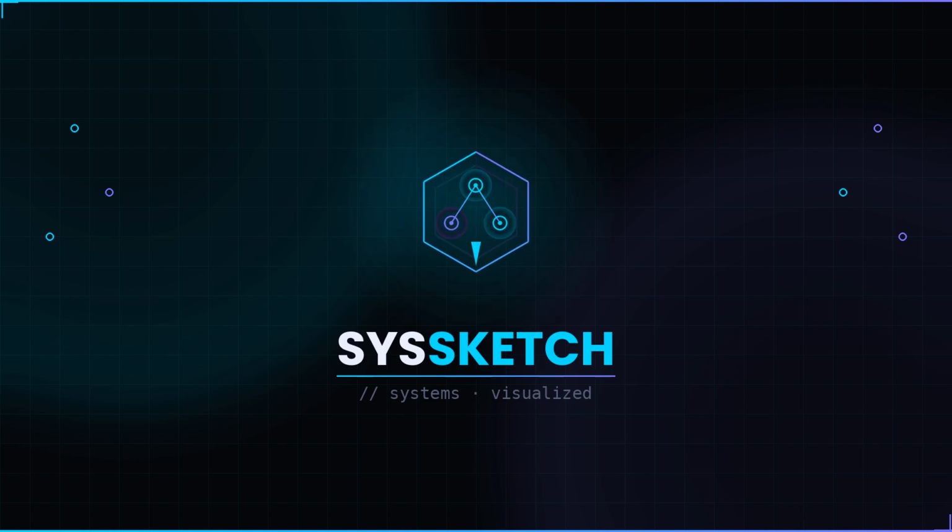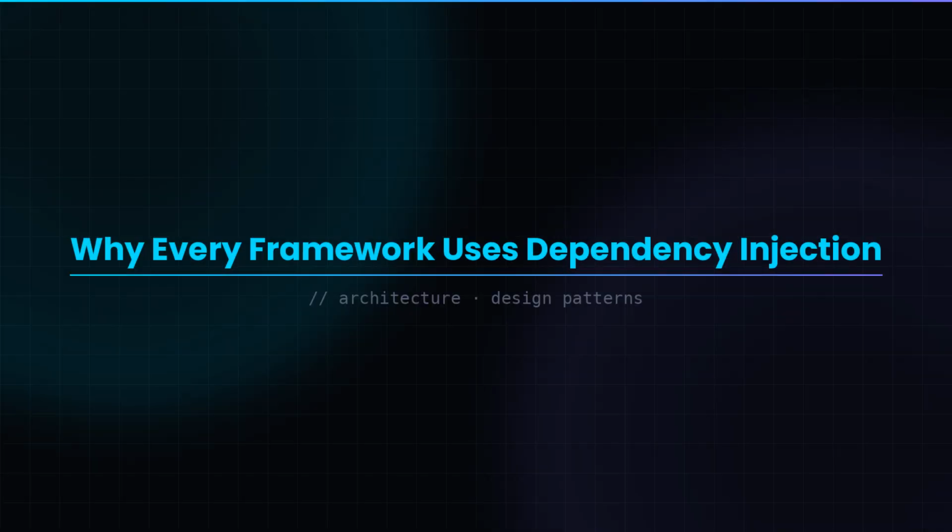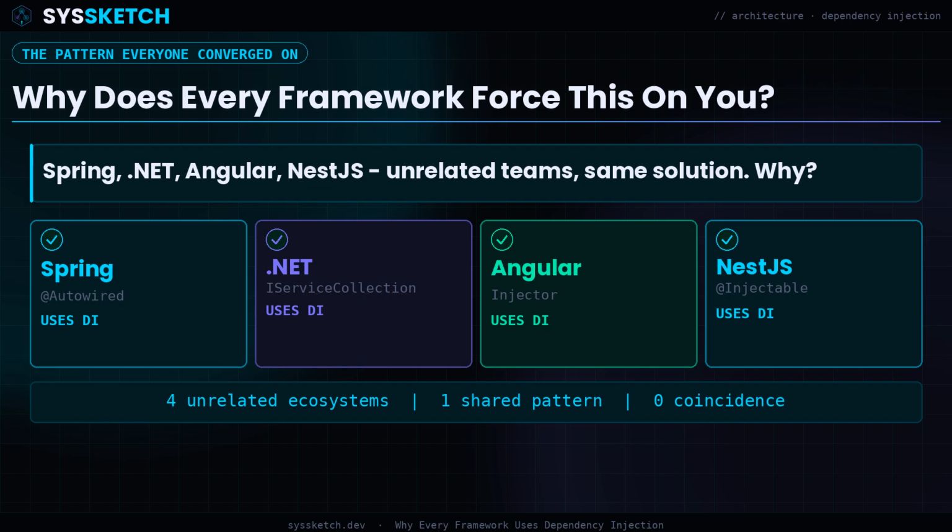Every major framework, Spring, Angular, .NET, NestJS quietly forces the same design pattern on you. Here's why dependency injection isn't optional, it's structural. Spring uses it, Angular uses it, .NET's built-in container uses it. NestJS copied it almost line for line. That's not a coincidence, and it's not a fad. Four completely unrelated ecosystems converged on the same solution because they were all fighting the same fire.